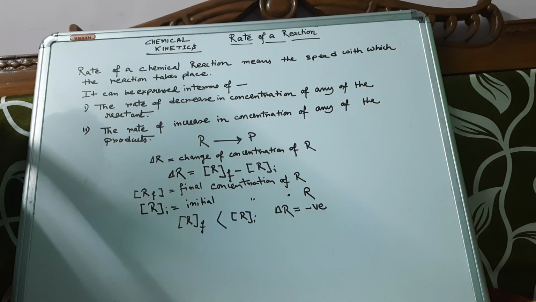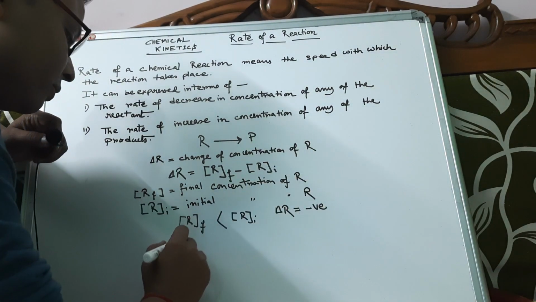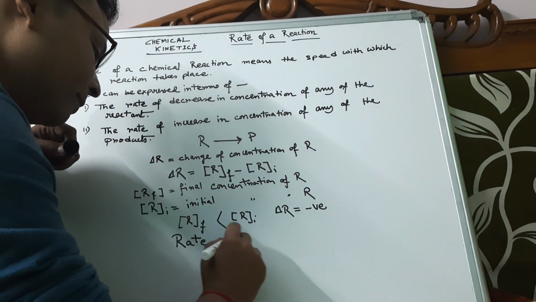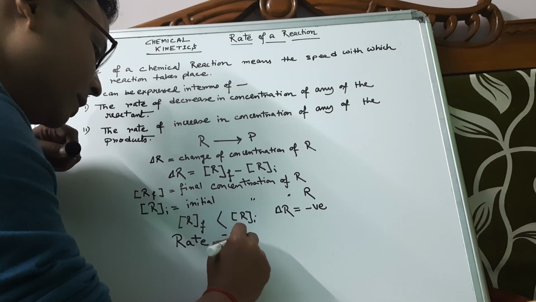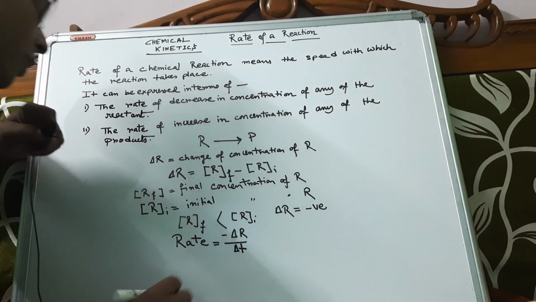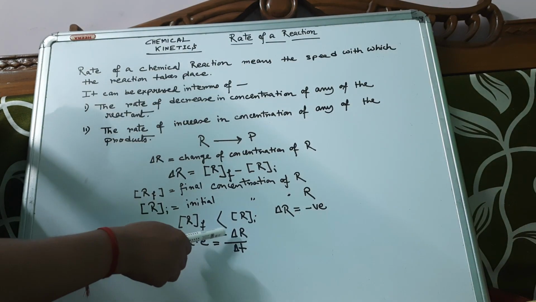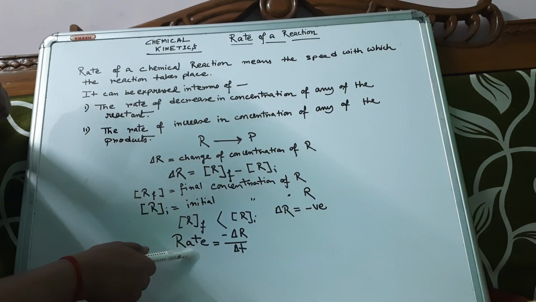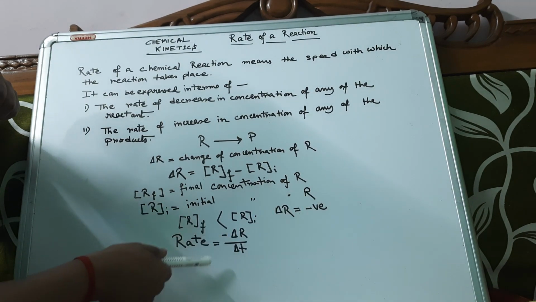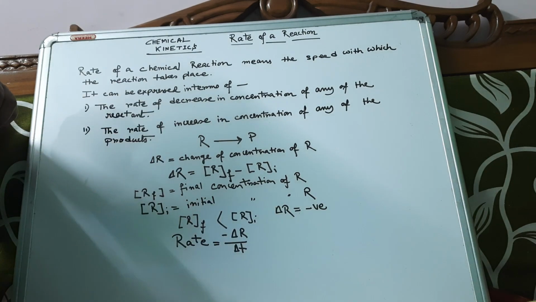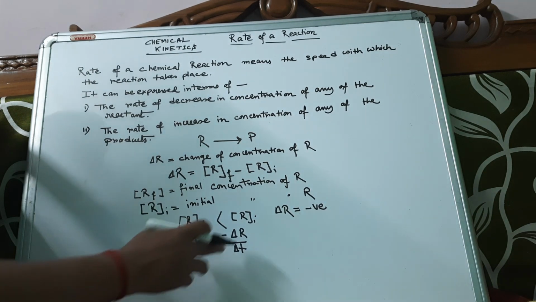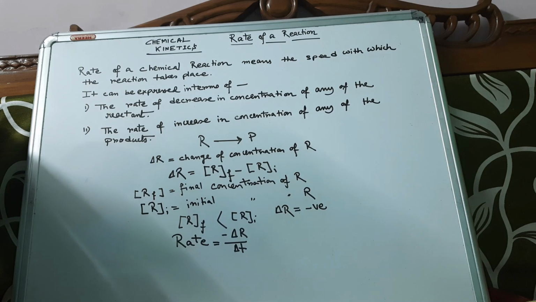So what will be the rate of the reaction? The rate should be minus delta R by delta T. Why do we take the negative sign here? We take the negative sign because delta R itself is negative, but rate should be positive. Rate cannot be negative. So to make the rate positive, we impart the negative sign because delta R itself is negative. So rate is minus delta R by delta T.